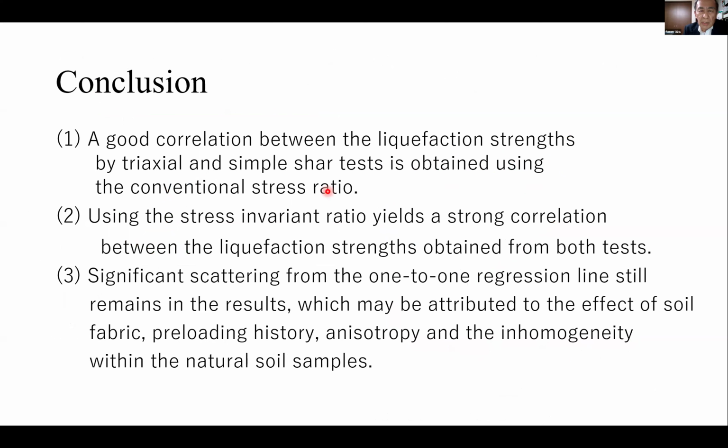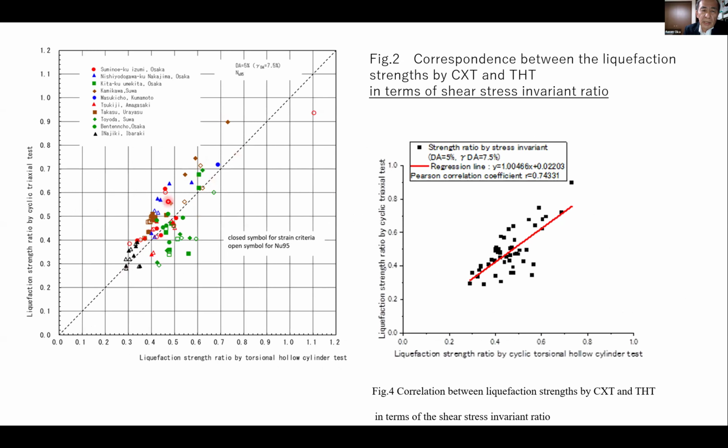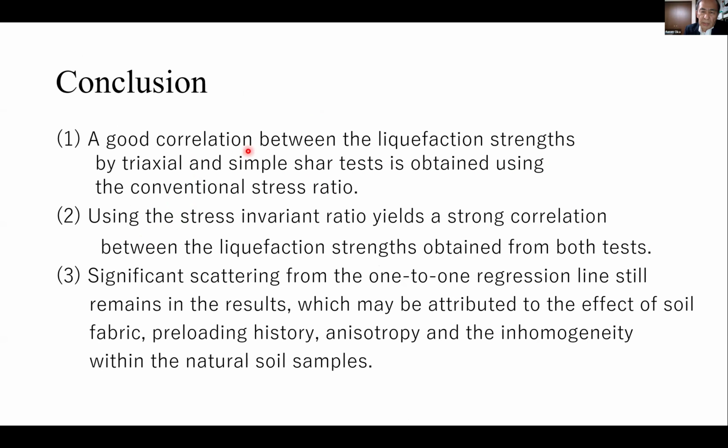I would like to summarize my talk. We obtained a good correlation between the liquefaction strengths by triaxial and simple shear tests using the conventional stress ratio, of course. But using the stress invariant ratio yields a strong correlation. It means the slope of the regression line is about 1.0, so I think it's a better result. But still, you can see the scattering from the one-to-one line, which may be attributed to the soil fabric, preloading history, namely anisotropy, or the inhomogeneity of the natural samples. Thank you very much for your kind attention.